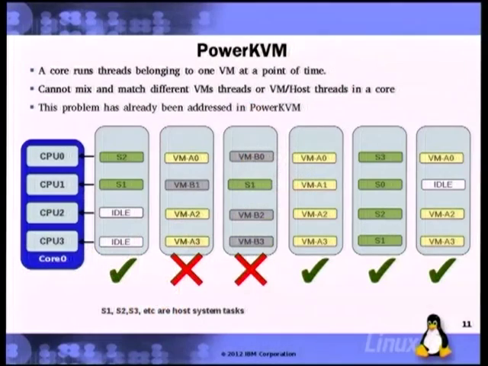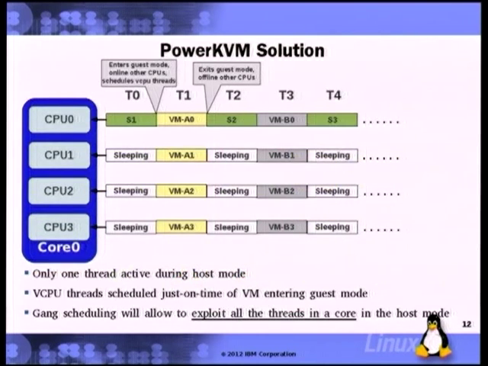This is not a valid configuration, wherein you have vCPU threads of 2 different VMs. Even a VM thread with a host thread is not fine. We can have all the vCPU threads of the same VM, or all the threads of the host kernel, or you can idle it, that's fine, but it should not execute different contexts. So this has been addressed in Power KVM in a tricky way. I'll just go through that.